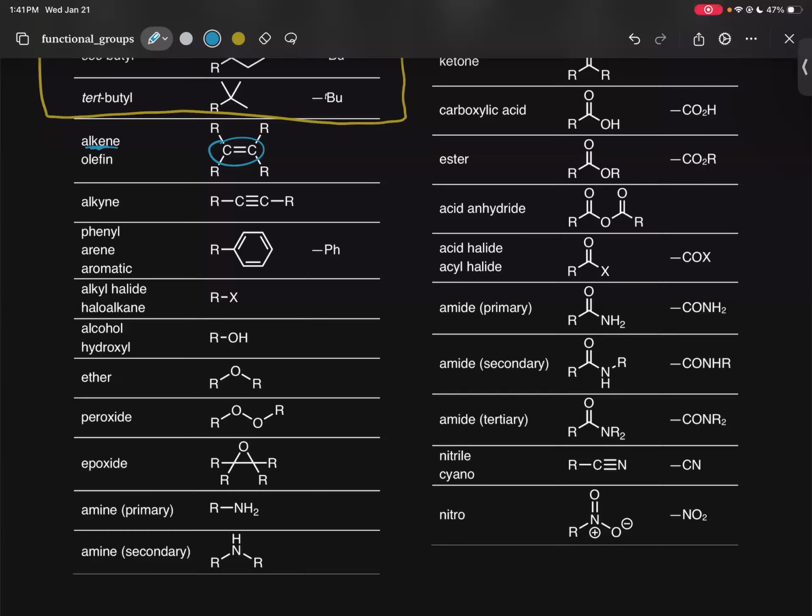An alkyne, so we're changing that vowel right there, and that changes the whole molecule. An alkyne is a carbon-carbon triple bond.